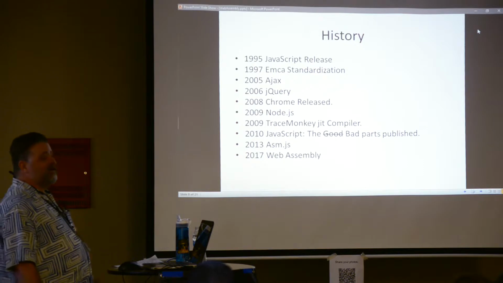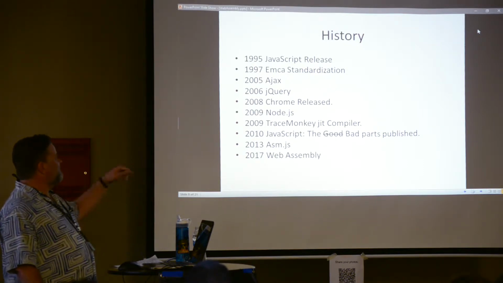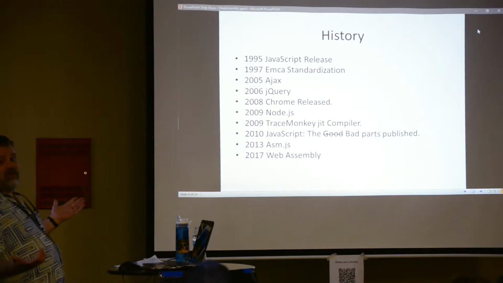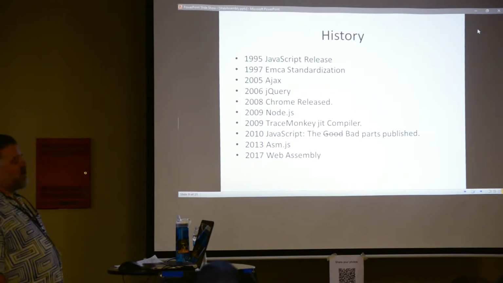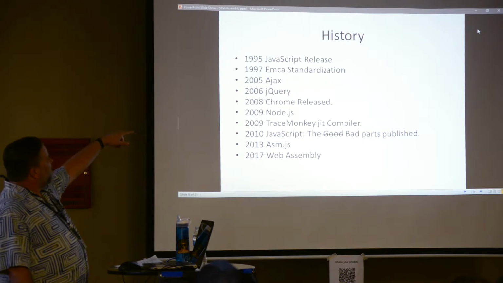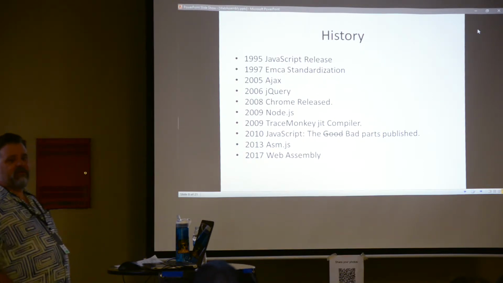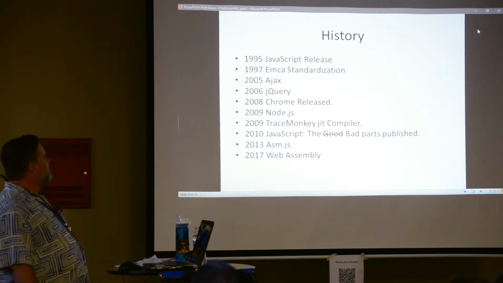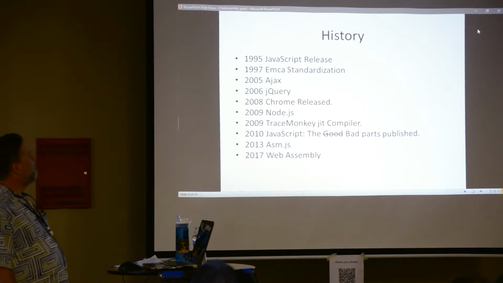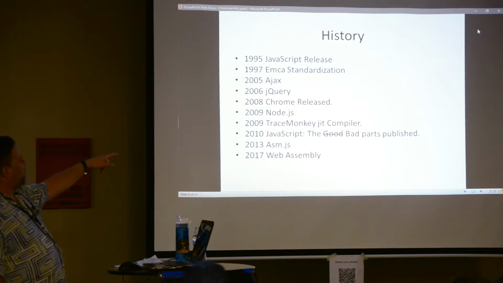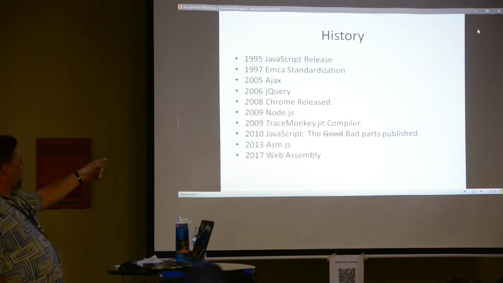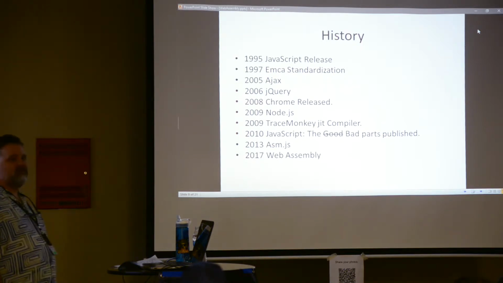The JIT compiler. I think the first one was in TraceMonkey. I'm not real sure about that. I couldn't figure out when the debugger got into JavaScript, but I think it was like '05, '06. I can't remember when it was. Running JavaScript with no debugger was total pain. JIT compiler in '09. JavaScript: The Good Parts released in '08. And then '13 is asm.js.